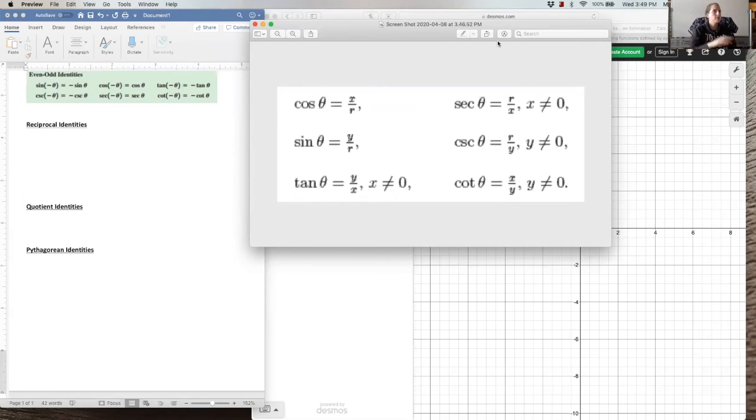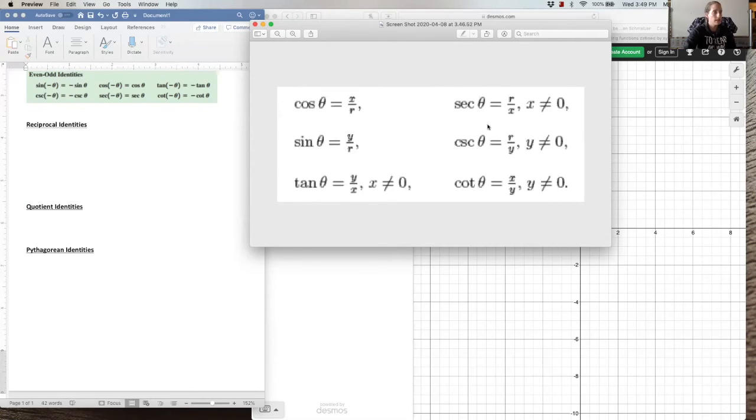Reciprocal, remember, means flipping numerator and denominator. Okay, so the reciprocal of 3/4 is 4/3. Now, our reciprocal identities, one way to think about where they come from is from our unit circle or circle definitions. If we have an angle in standard position, we're defining x, y, and r, where x is our horizontal distance, y is our vertical distance, and r is our hypotenuse, remember. Then we know that, for example, cosine is x over r, and secant is r over x.